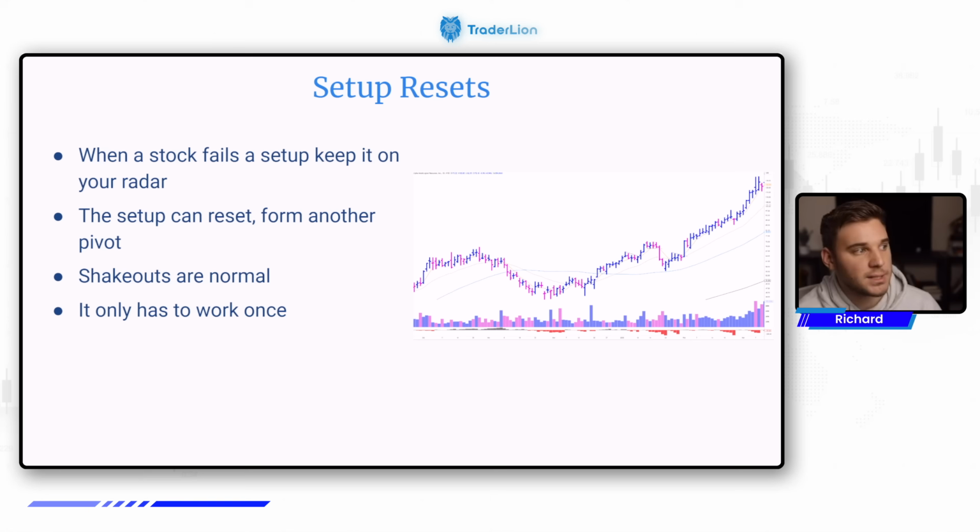So remember that the setup can reset, form another pivot. Shakeouts are completely normal. They happen all the time, and it only has to work once to basically pay for all those aggravation trades, those stop outs. If a stock stops you out basically at 4% losses 2 times, even 3 times in a row, a 20% gainer pays for all of that and then some. And that's what we want to do, especially when we're trading concentrated positions.